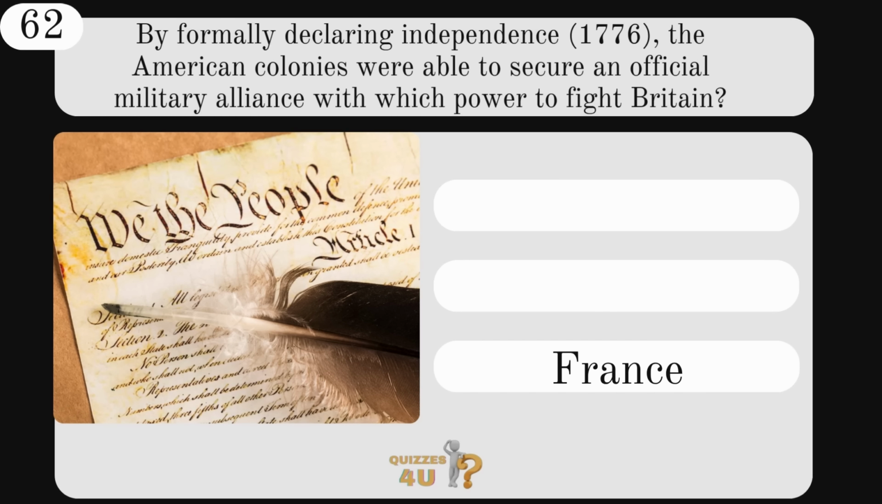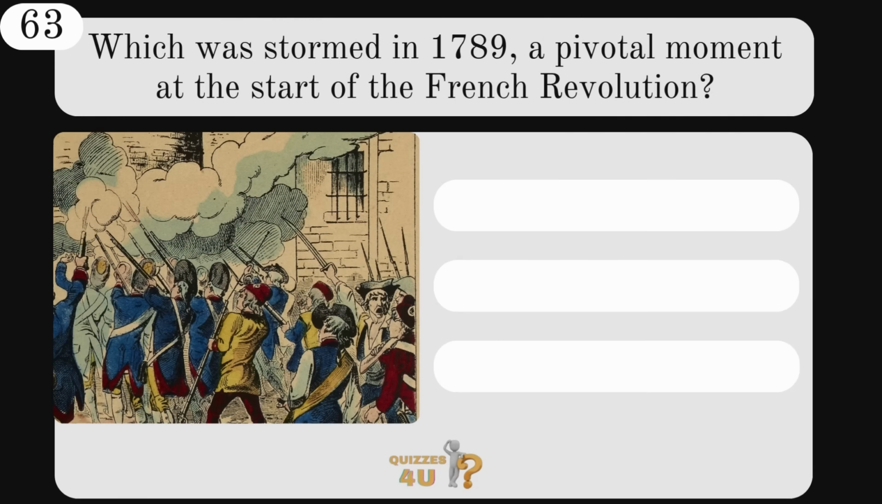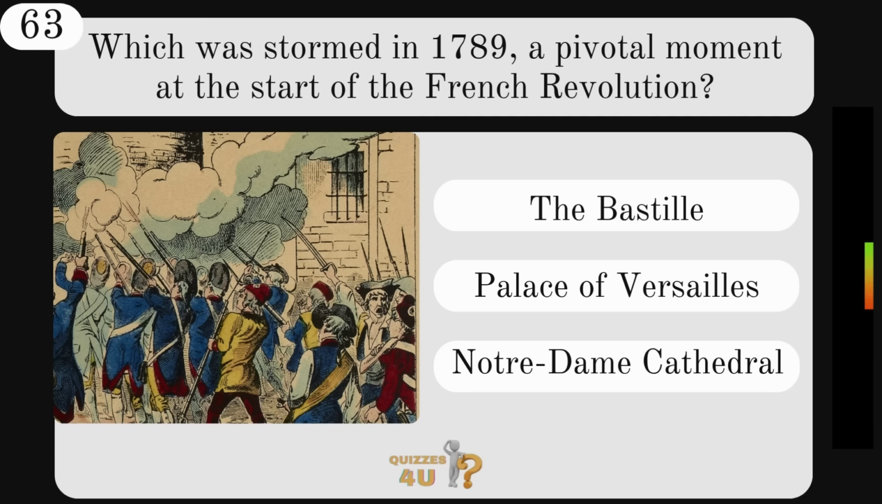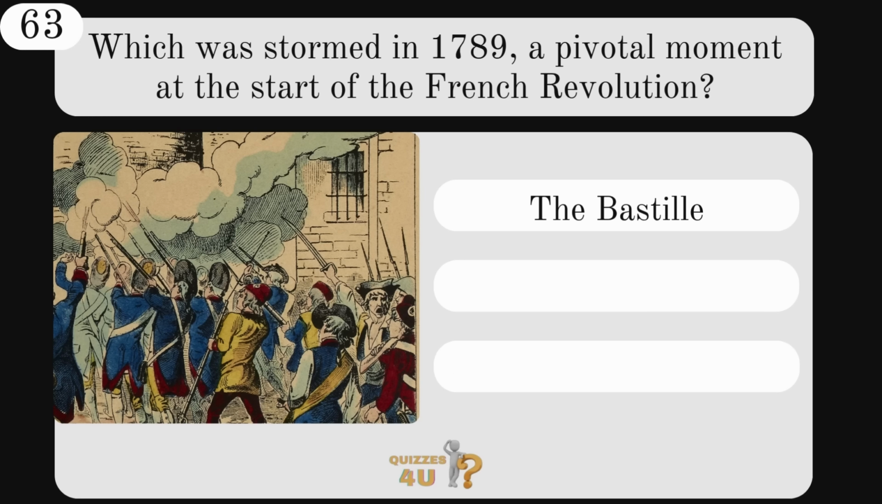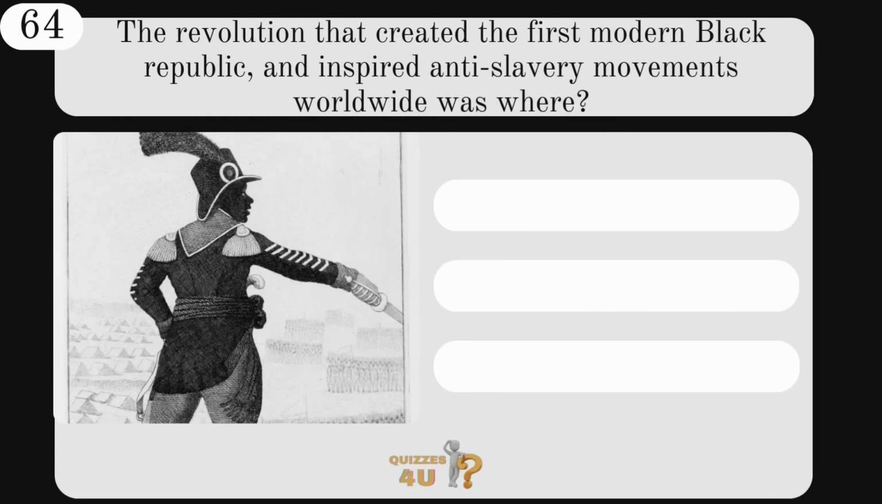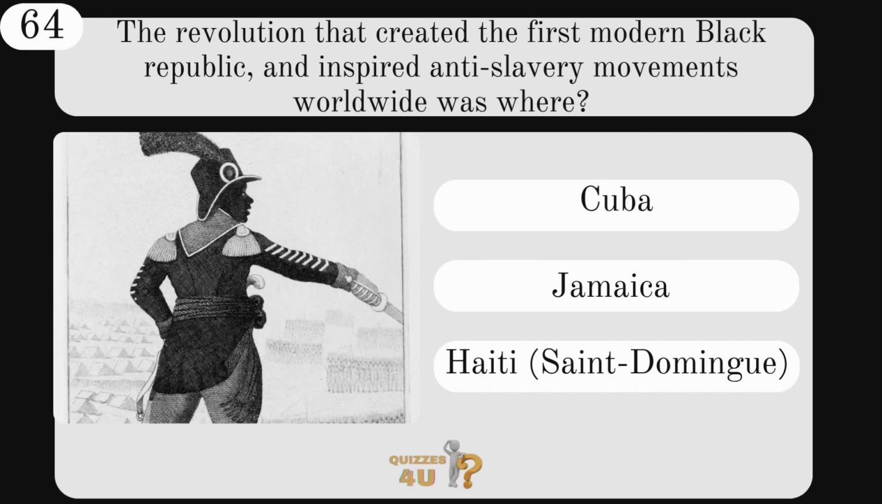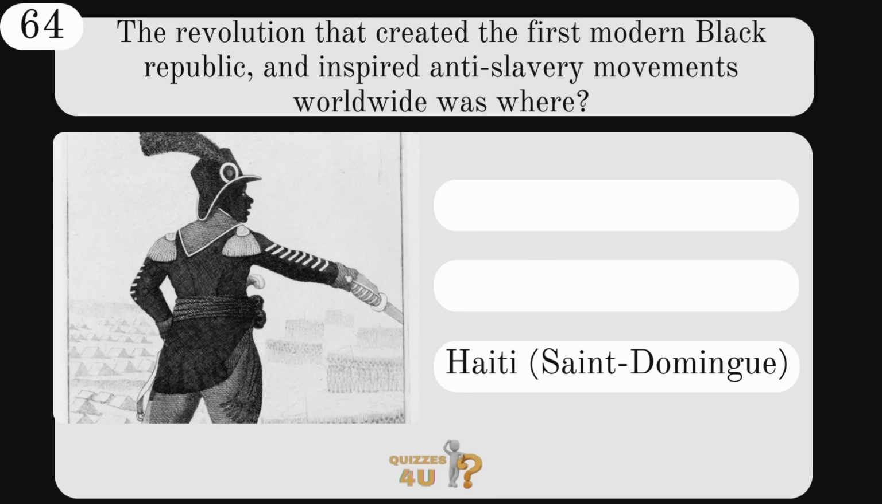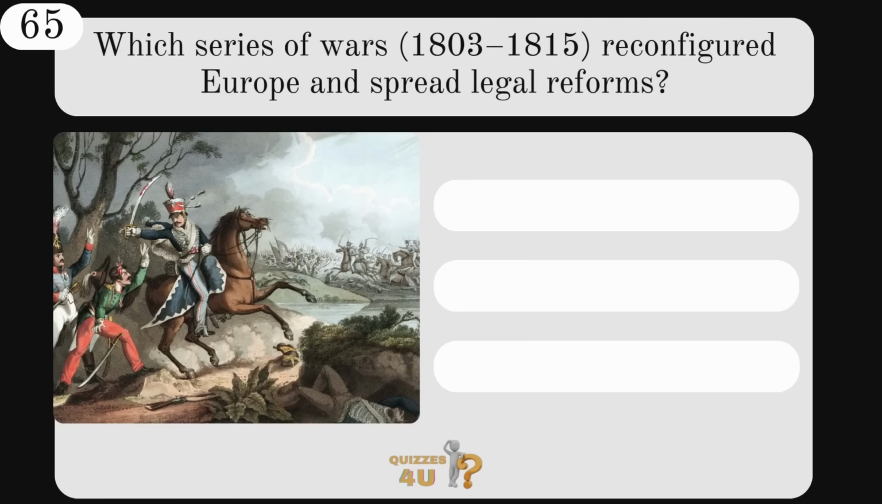The answer is France. Which was stormed in 1789, a pivotal moment in the start of the French Revolution? The Bastille, Palace of Versailles, or Notre Dame Cathedral? That was the Bastille. The revolution that created the first modern black republic and inspired anti-slavery movements worldwide was where? Cuba, Jamaica, or Haiti?